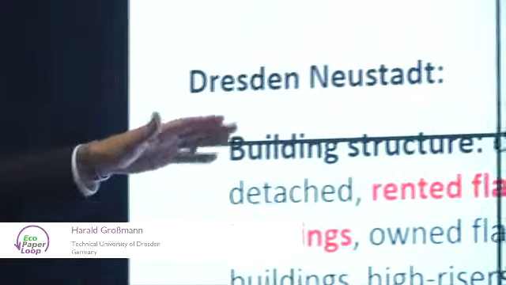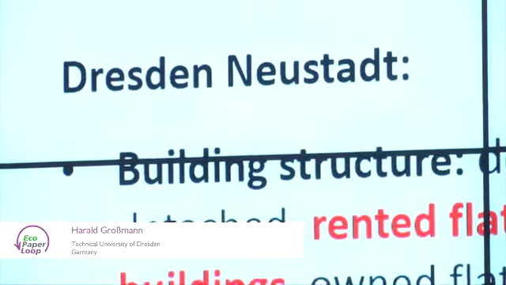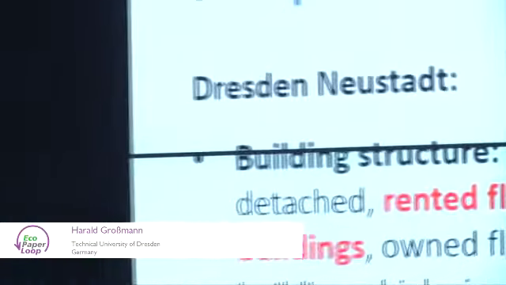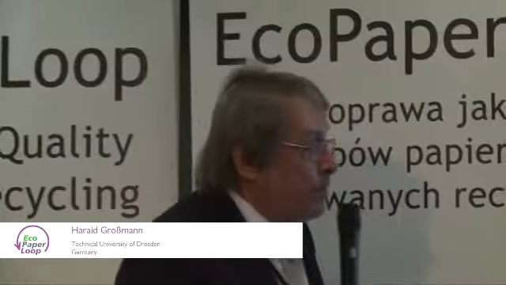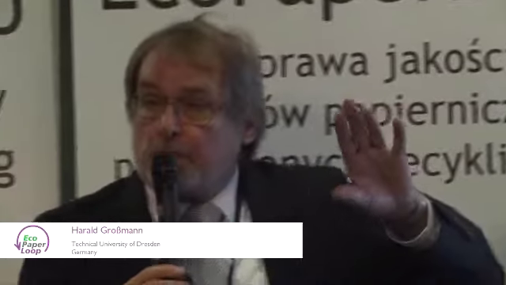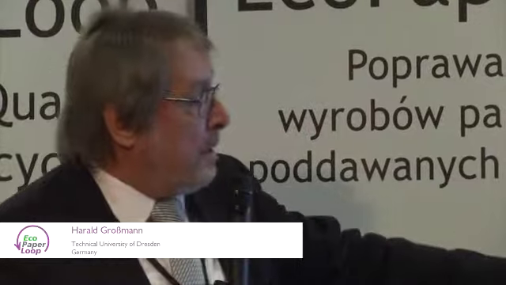Here you see the example, for instance, for Dresden Neustadt, which is part of Dresden. Building structure is one of the questions, because it's important to know what kind of building structure prevails in a given region in order to find the right system. In that case, it's rented flats and apartment buildings. This is one of the options which we offer to those who fill in this decision tree.